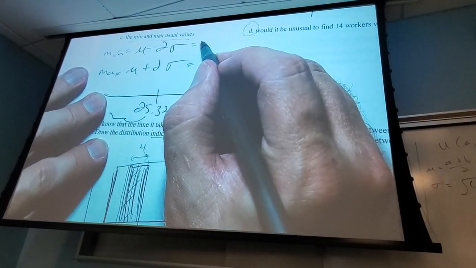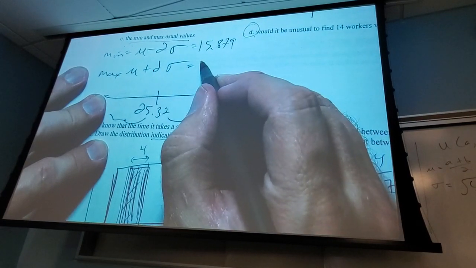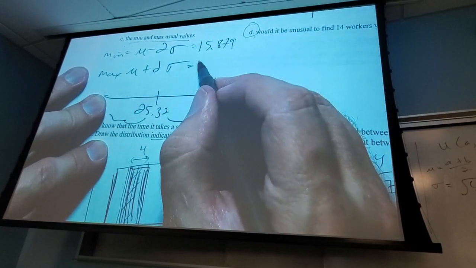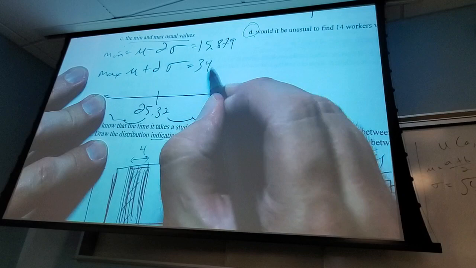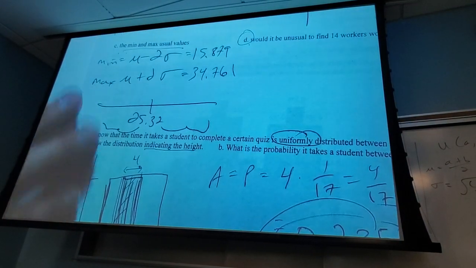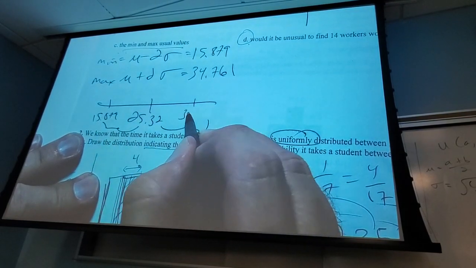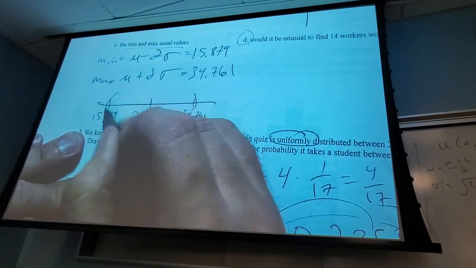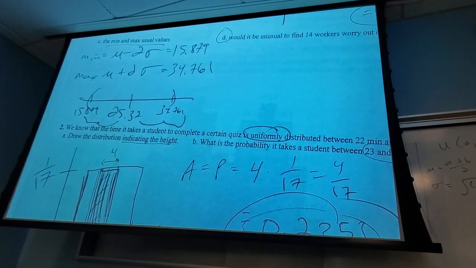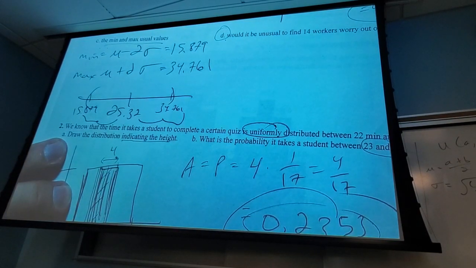Whichever way you do it, what numbers do you get? What's the min? 15.8794. Okay, and the max, 34.7606. So I would expect to get somewhere between those two. Anything outside of there would be unusual. I could do something similar with heights: if I saw somebody taller than the max height, that might make you go, whoa. You guys semi with me? Yeah.